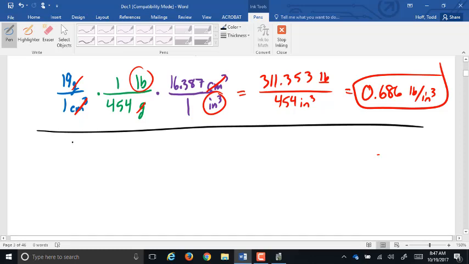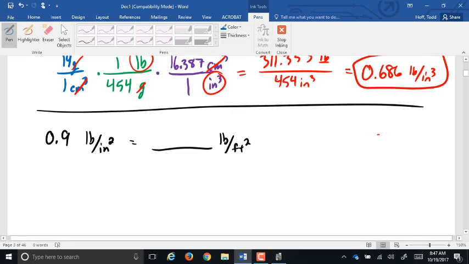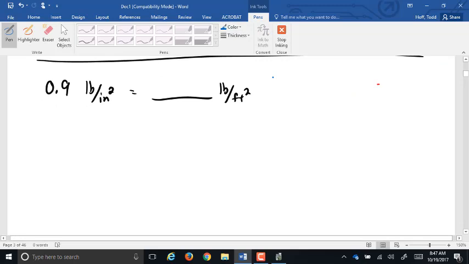What if I have something that is listed as 0.9 pounds per square inch? And I need to know what that is in pounds per square foot. We don't always have to change both units. Sometimes we're just looking to change one of them.